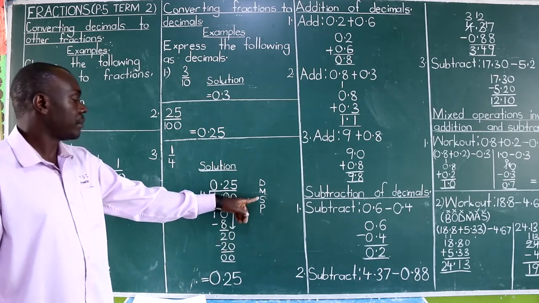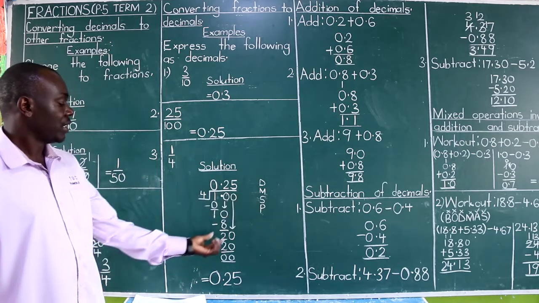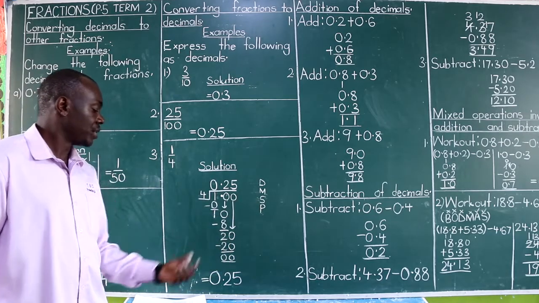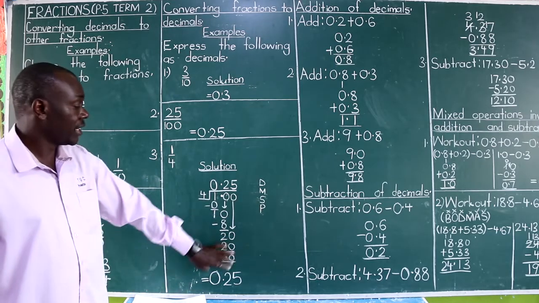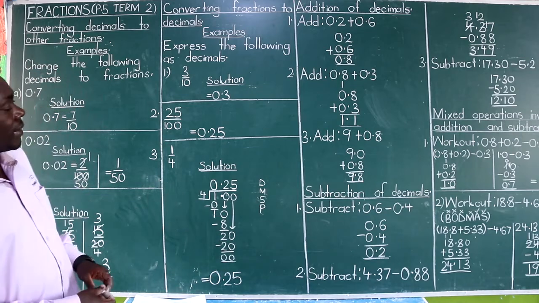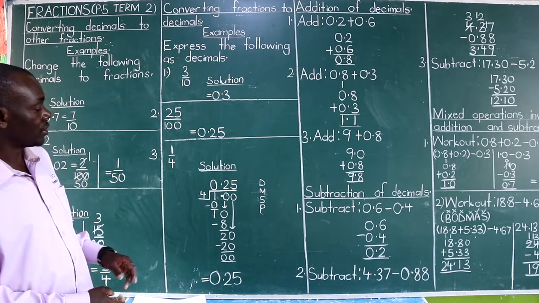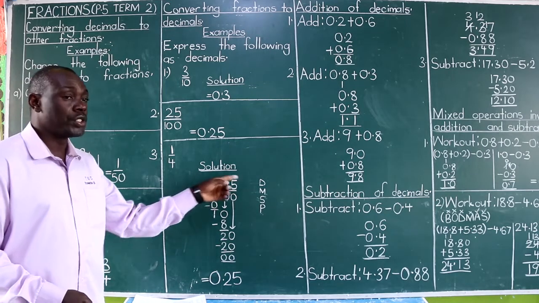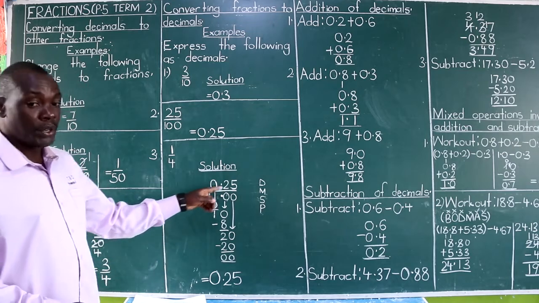Now we go to subtraction. You are going to subtract. 20 minus 20, you get 0. The moment there is no remainder here, then you must not do anything else. So the answer is 0.25. It's 0.25.